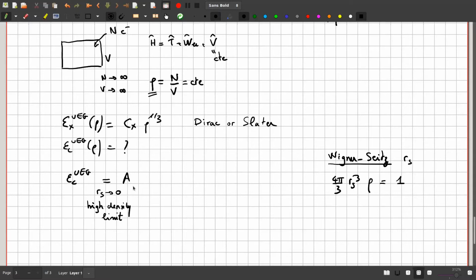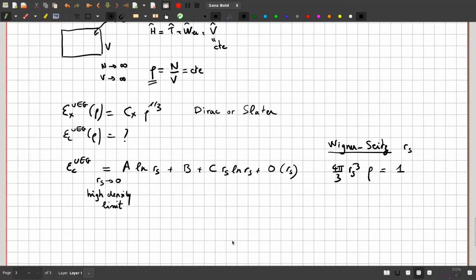There is a constant times a diverging term in log of Rs. And then there is another constant B plus another constant C times Rs ln of Rs, and then other higher terms in Rs. Okay. So this limit is also called the weak correlation limit.